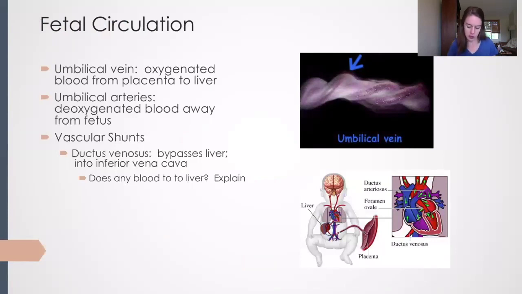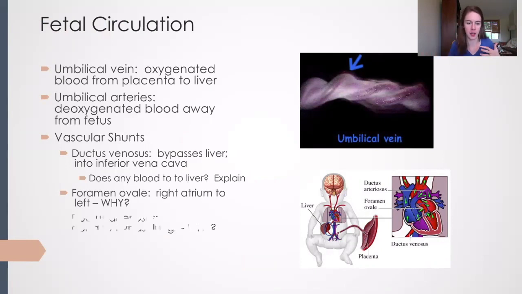And then we have structures in the heart as well, the foramen ovale, which is between the two atria, because again, you don't have developed lungs. And so all of these other structures with the ductus arteriosus, these are going to help to bypass the lungs, because the fetus is not yet breathing oxygen.